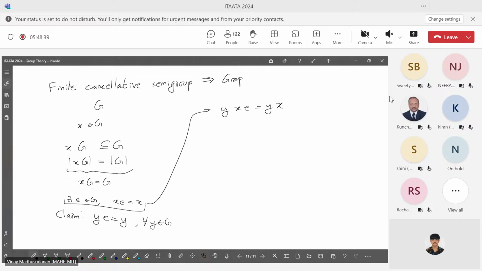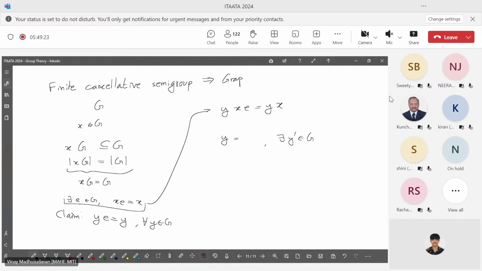You're taking arbitrary y. Then, okay, that means y dash equal x. Yeah, that is a better way. You have to show that Ex is also equal to x. How to do that?